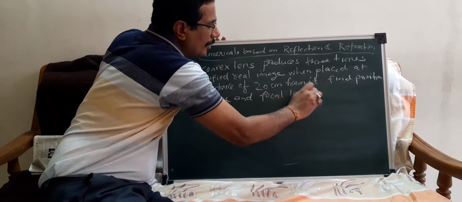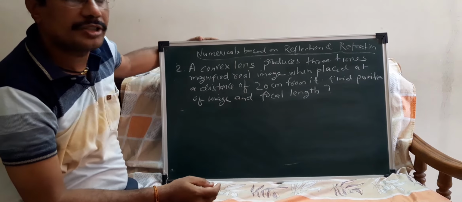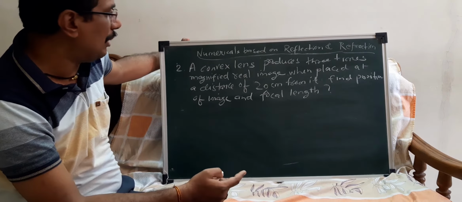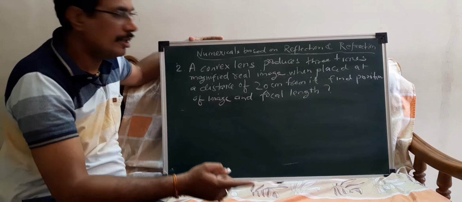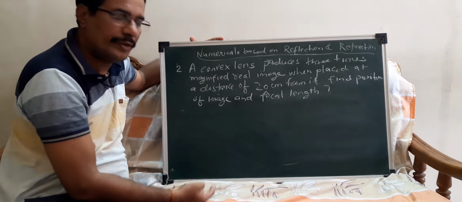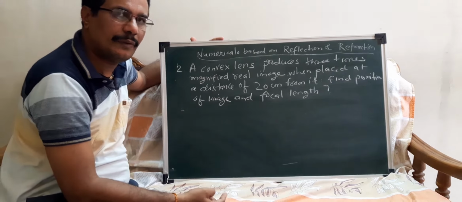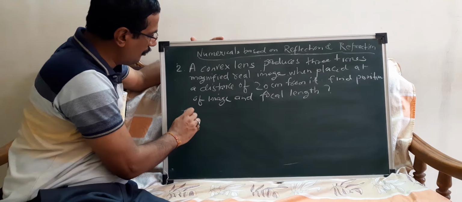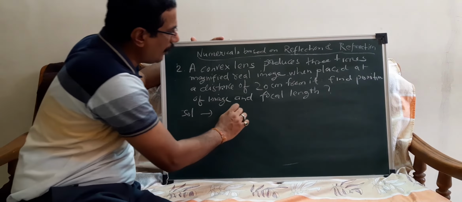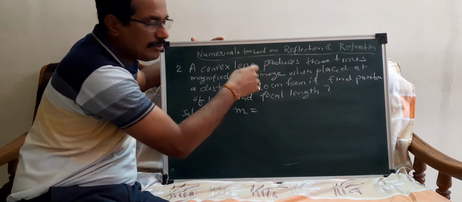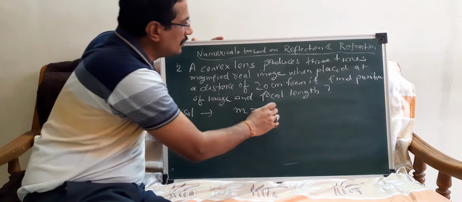Now I am reading the question here. A convex lens produces 3 times magnified real image. The lens is convex, it is producing 3 times magnified real image. So what is given here? Magnification is given here. It is 3 times magnified real image, that is 3.